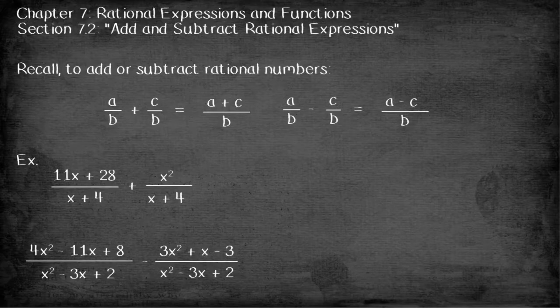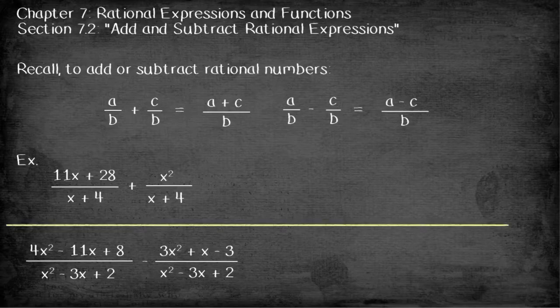So here we have two sums of rational expressions. Let's go ahead and add and then simplify. Alright, so the first one, we have the same denominator, so we really do just add the numerators together. We don't do anything with the denominator. Then we want to simplify, and so that means factor. See if we can reduce this expression at all.